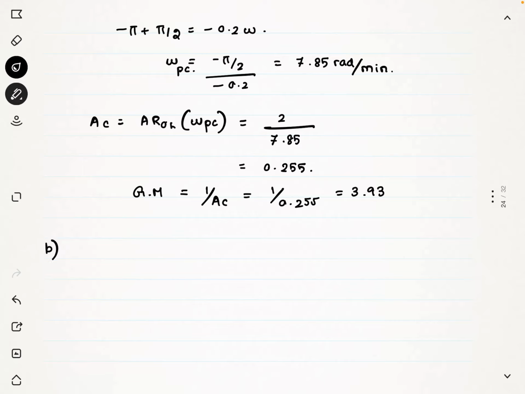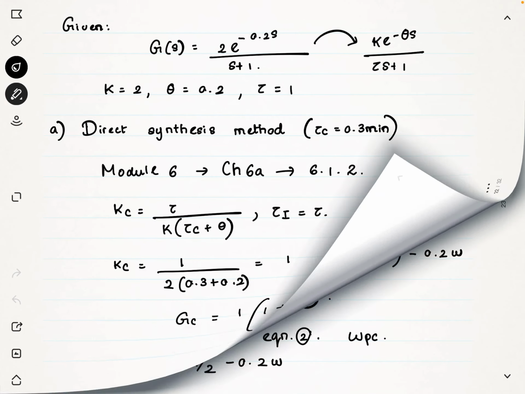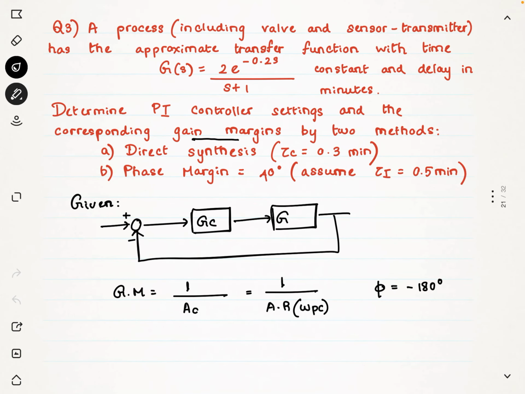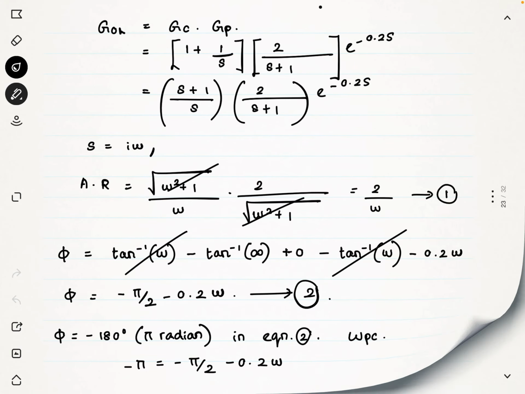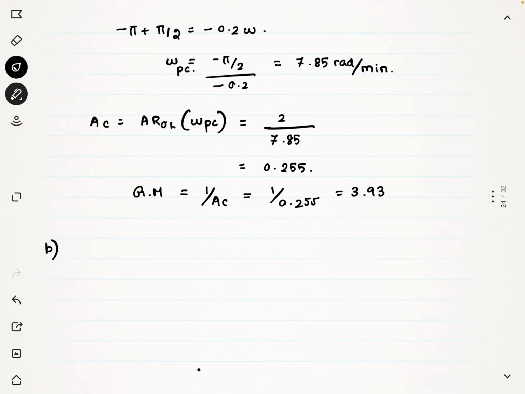Now let's go to our second subdivision. In our second subdivision, we have been given the phase margin as 40 degrees and tau I is 0.5 minute. It's equal to 40 degrees. Tau I, the integral time, is 0.5 minute. So with this limited information, we will see how to compute the gain margin again.